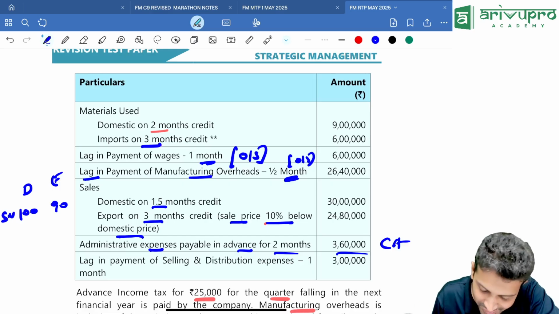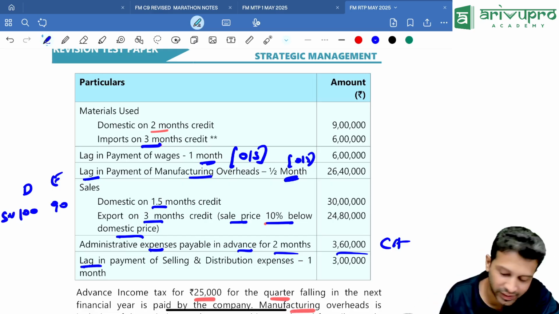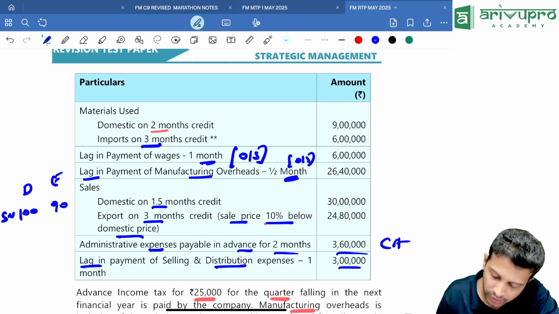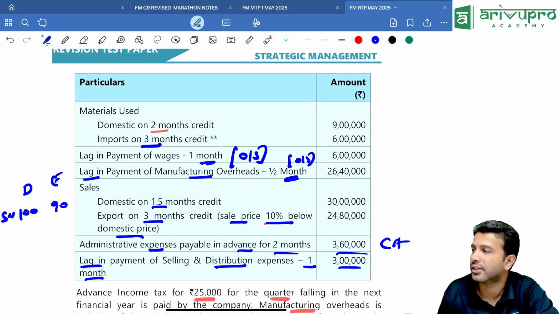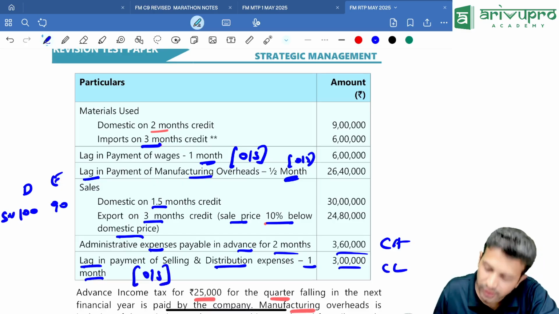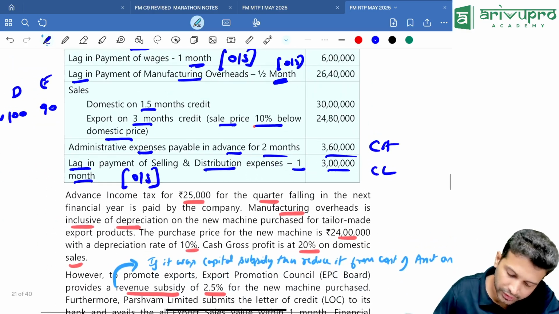Okay, no issues. Lag means outstanding. So how much is the selling and distribution expense? 3 lakh totally. How much is lag? Full or 1 month? 1 month is outstanding. Outstanding means current asset or current liability? Current liability. We'll figure out all that later on.